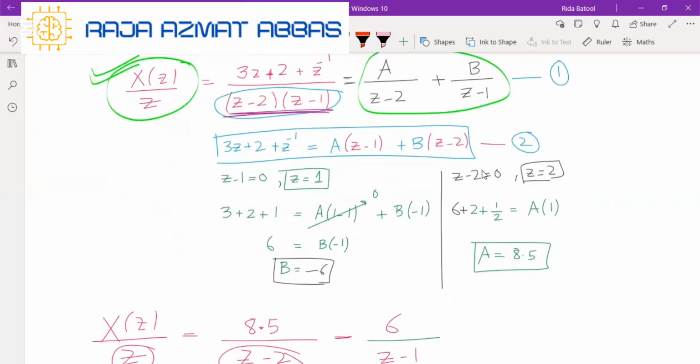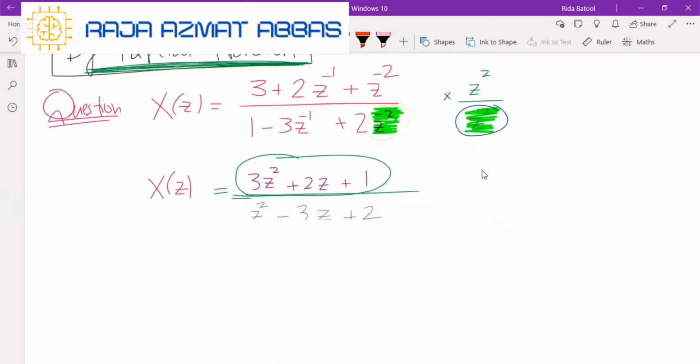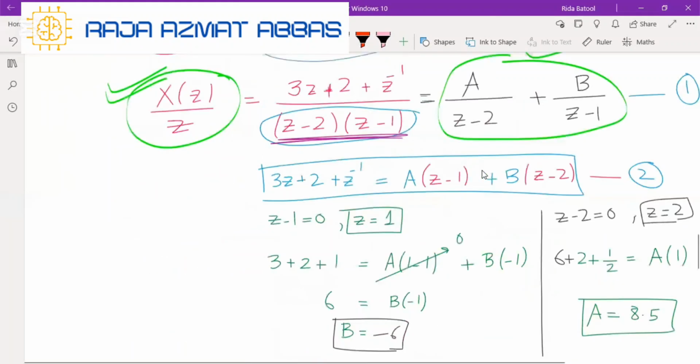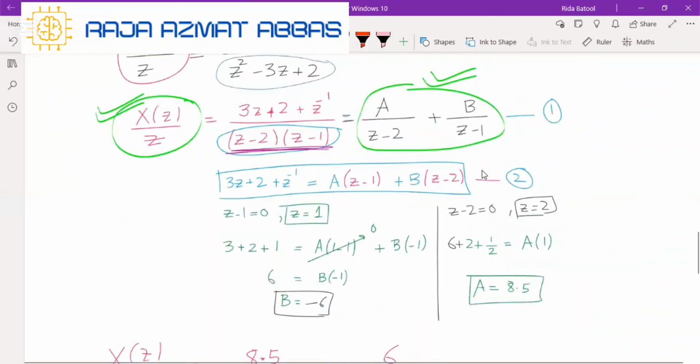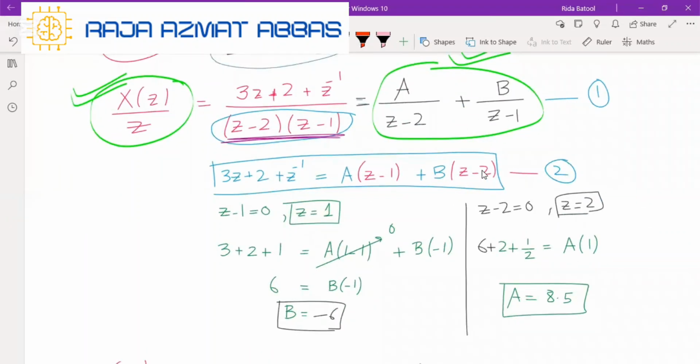Then we have to introduce A and B. When we introduce A and B, we have to write A over first factor plus B over second factor. Then we have to make equation 2 by shifting the denominator on the right side with A and B.